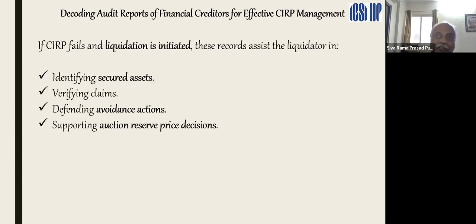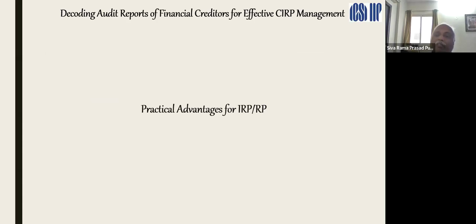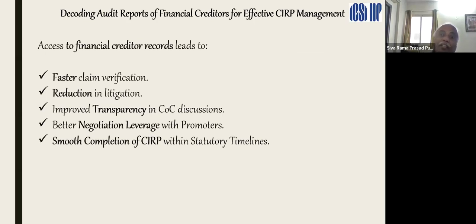In 50% of the cases filed with NCLT, before that SARFAESI 2002 initiation had happened, one-time settlement had happened, compromise had happened, and a debt recovery tribunal proceeding had also happened. The bankers or financial institutions have flushed out the information. That information, to some extent, is useful for qualitative decisions. Practical advantages for the IRP or RP: assessing the financial creditors leads to faster claim verification and reduction in litigation.